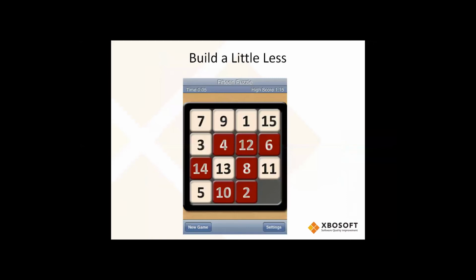Build a little less. This is an interesting puzzle. My kids used to love doing this. It's called the 15 puzzle. And if you're familiar with it, you have to slide these tiles all around until you get them in order: 1, 2, 3, 4 across the top row in the white, and then the red and white alternating through the positions on the grid here.